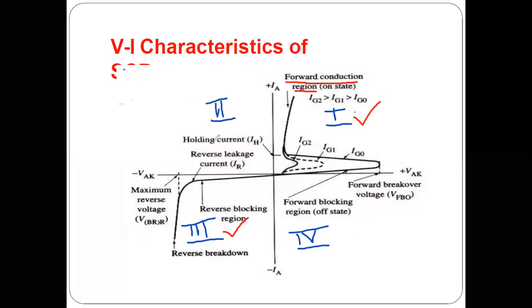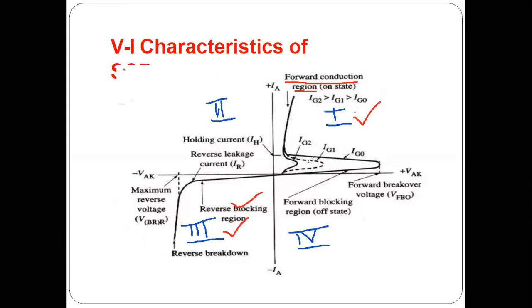Okay, and in the second and fourth quadrants we don't have any operation, because the SCR will operate either under the forward or under the reverse. So when it operates under the third quadrant, we have two different operations. One is the reverse blocking region, and there is a reverse breakdown region.